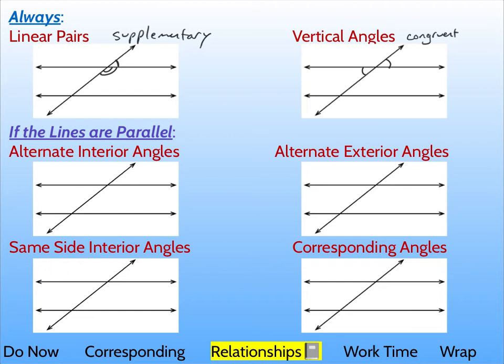Now, all the stuff on the bottom is dependent upon whether the lines are parallel. So everything up here is always true. And everything down here is only if the lines right here and here are parallel. So the alternate interior angles, those are congruent to each other. We just showed it earlier. That's congruent to that. Alternate exterior, also congruent. So like this angle is congruent to this angle.